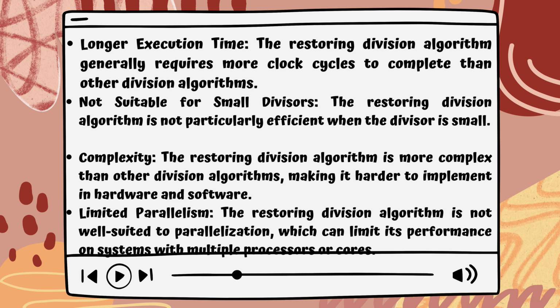One more major disadvantage is limited range. This algorithm is only suitable for performing integer division on positive numbers. It cannot be used to perform division on negative numbers or numbers with fractional parts. Overall, while the restoring division algorithm has some advantages, its disadvantages make it less well suited for certain applications and contexts.